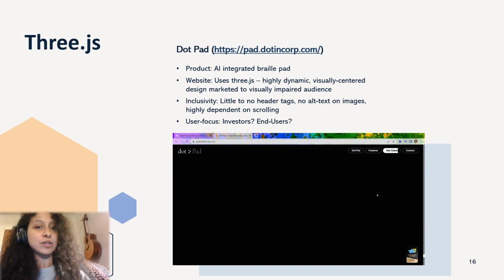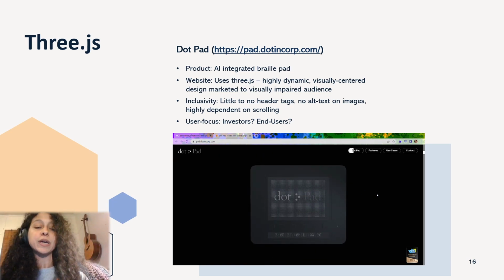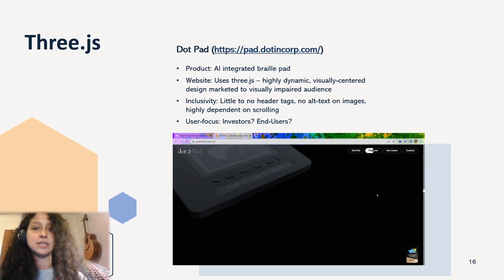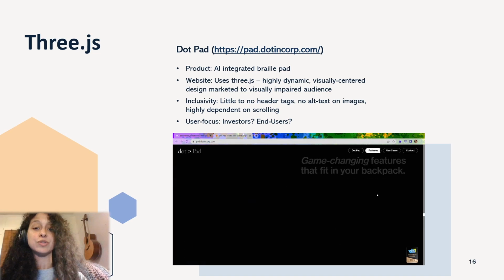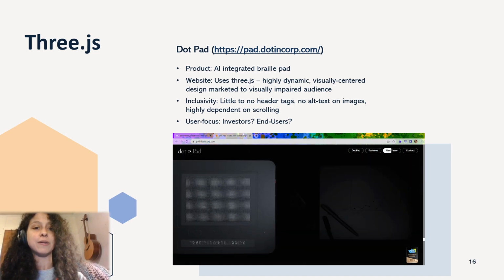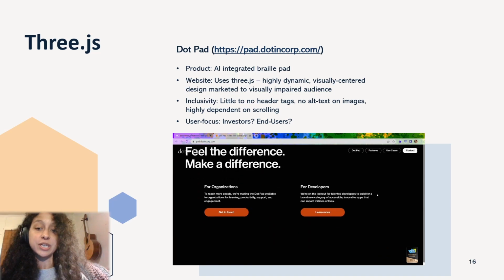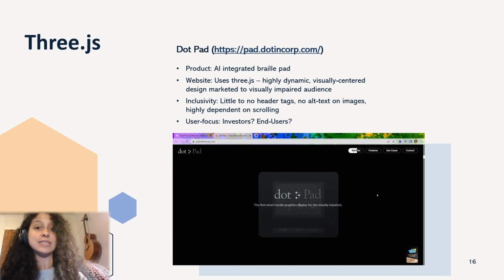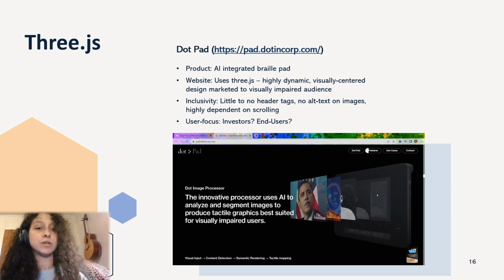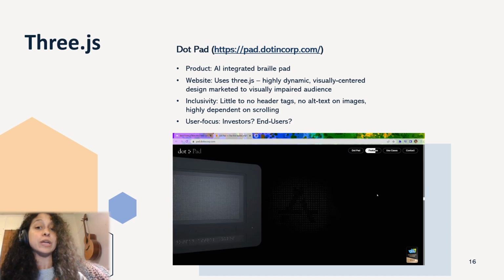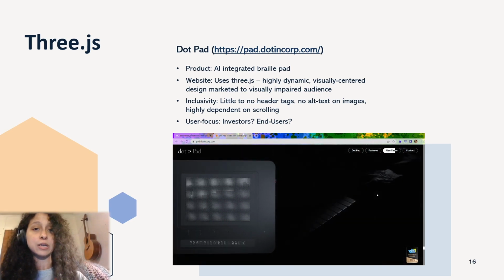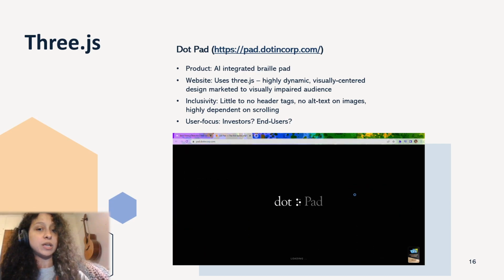Is this an inclusive, accessible design? If we look at the inspector on the web page, as far as I could see, there were little to no header tags, no alt text on their images, which dominate the website design. And of course, these changes happen whilst scrolling, so that dynamic interaction is an integral part of the experience of this website. So now, while we thought this website marketed to visually impaired audience, does it really?